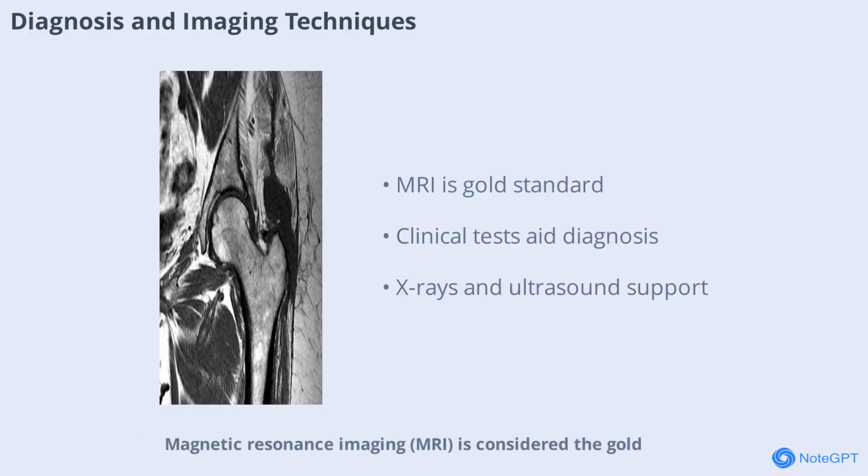Magnetic resonance imaging, MRI, is considered the gold standard for assessing tendon tears and muscle fatty infiltration, which can predict the outcome of surgical repair. Standard hip and pelvic X-rays are also important for initial evaluation, especially to detect bone changes or prosthetic issues. Ultrasound can be useful, particularly when MRI is not available, but it is more dependent on the operator's skill. Accurate diagnosis is key to guiding treatment and improving patient outcomes.